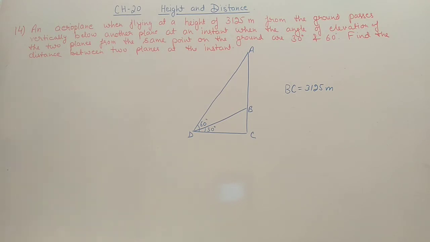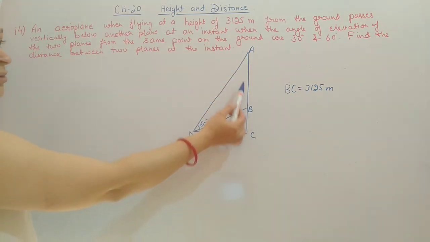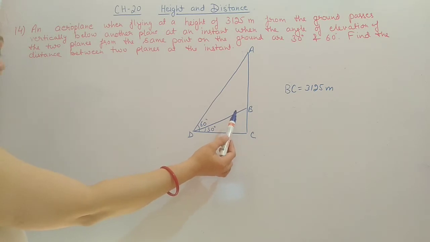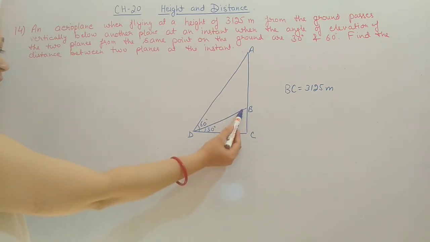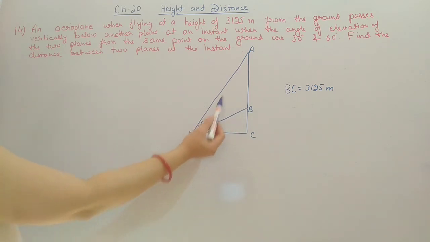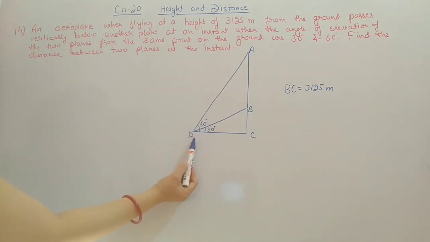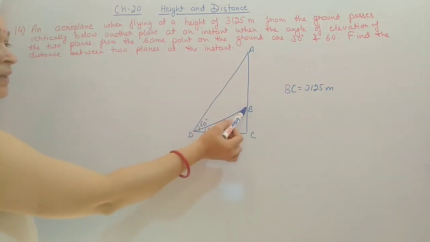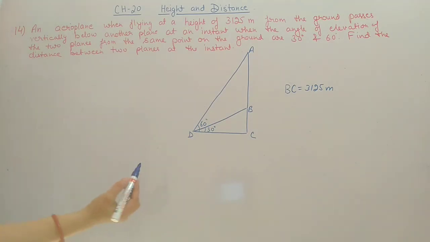According to this question, A and B are two planes. This B is at a height of 3125 meter and at a certain time it will pass below this other plane A. At this time the angle of elevation for plane B is 30 degree and for plane A is 60 degree from the same point on the ground. Now we have to find the distance between these two planes. It means we have to find AB.